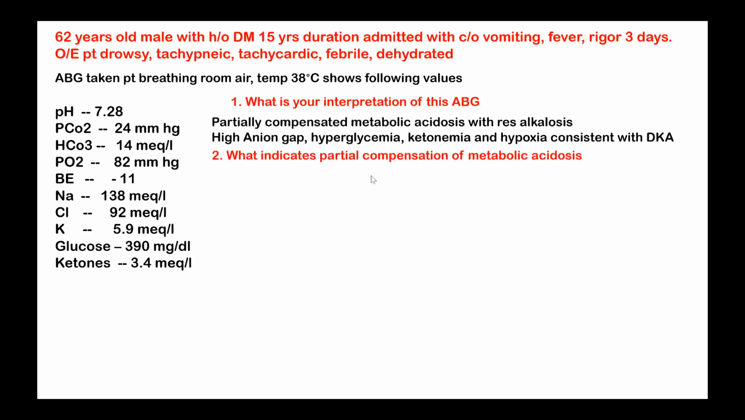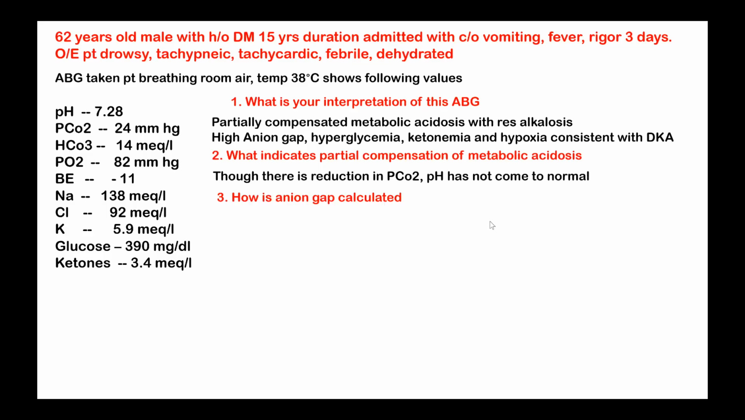What indicates partial compensation of metabolic acidosis? The PCO2 is decreased, but despite the reduction in PCO2, the pH has not come back to normal. So that is why it is called partial compensation.